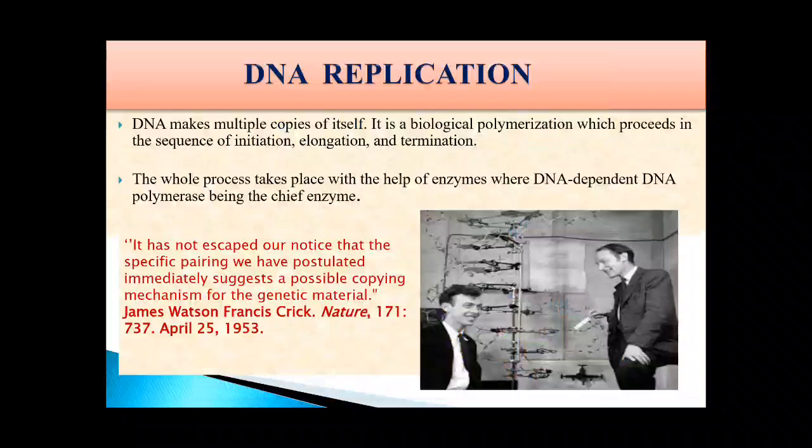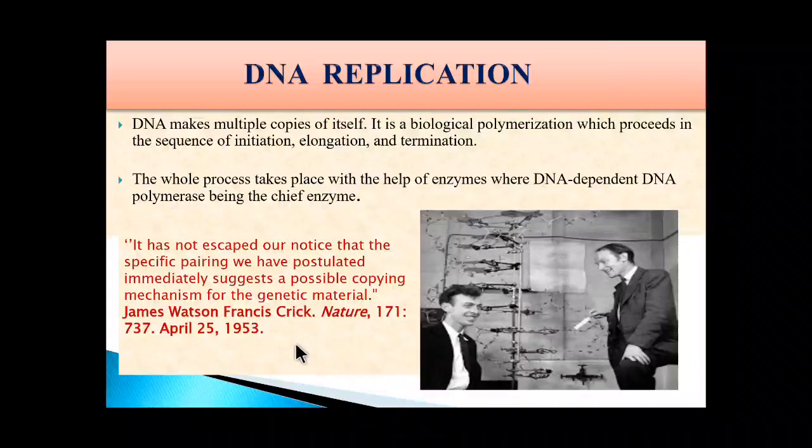In 1953, Watson and Crick proposed the mechanism of replication of DNA. Here you can see their original statement regarding replication of DNA: It has not escaped our notice that the specific pairing we have postulated immediately suggests a possible copying mechanism for the genetic material.